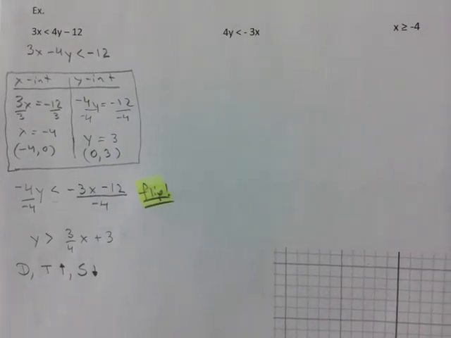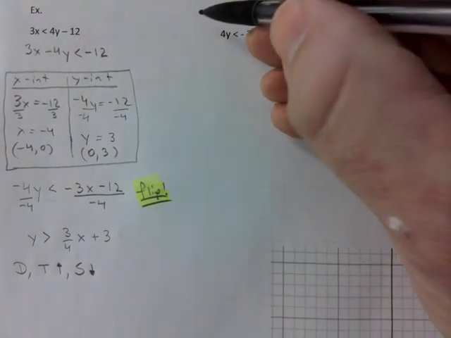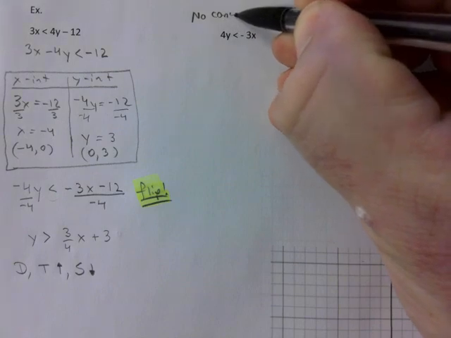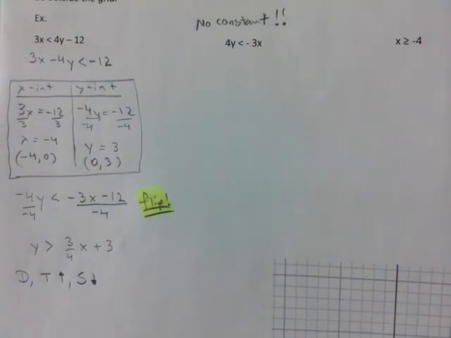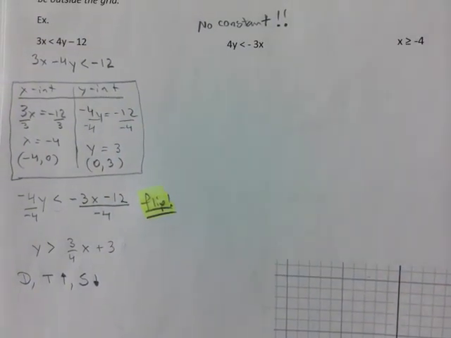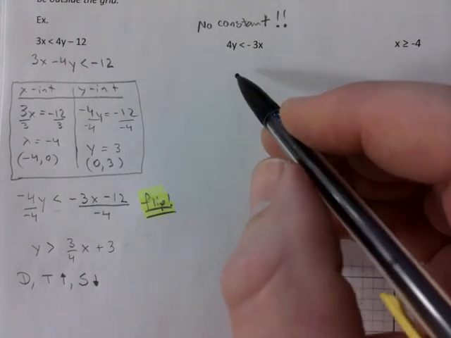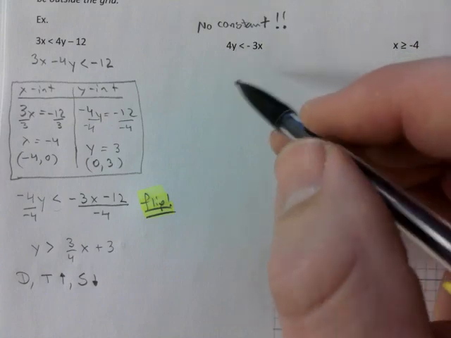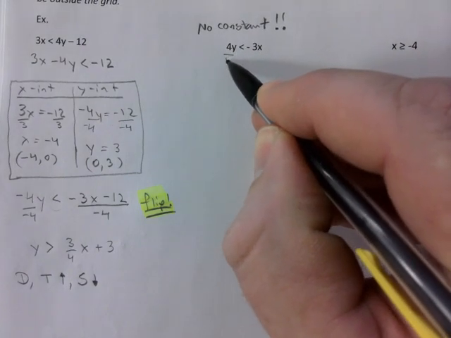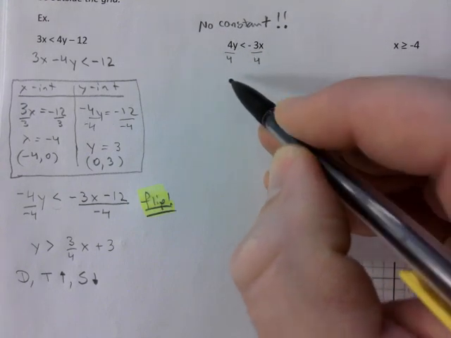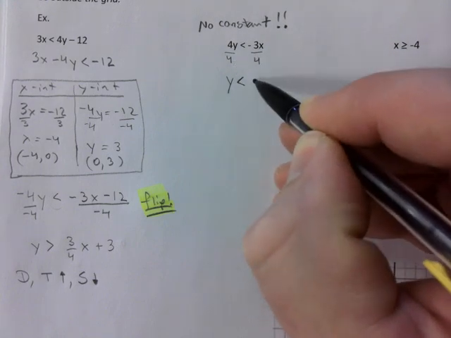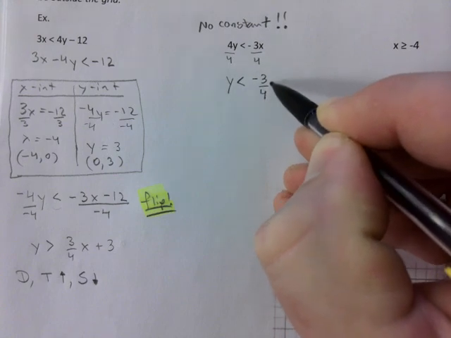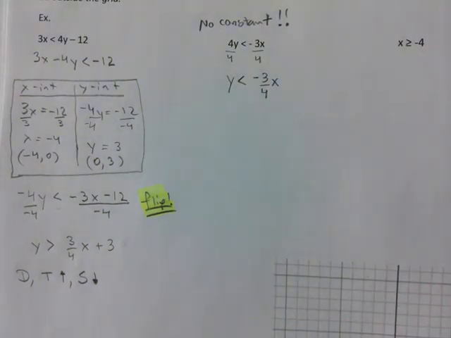Let's do the next one. I'm going to write above it here, no constant. Okay, there's no constant for that one, but not to fear, we'll tackle it, right? So rewrite, what I will do is rewrite immediately. I'm going to divide both sides by 4 because it's already how I want it. So y is less than, you don't have to flip it because you're not dividing by negative, -3/4 x. That is my inequality, but the boundary line is the same, right? It's just an equal sign there.